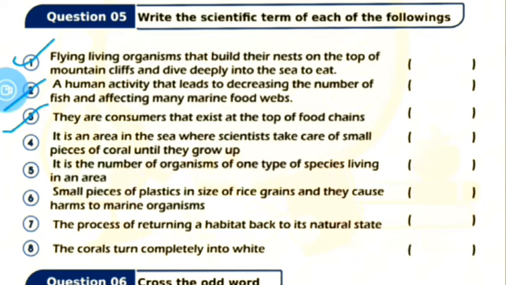Now number 4: it is an area in the sea where scientists take care of small pieces of coral until they grow up. What is it called? The nursery. Bravo. Number 5: it is the number of organisms of one type of species living in an area. The answer is population. Number 6: small pieces of plastic in size of rice growing and they cause harm to marine organisms. The answer is microplastic.